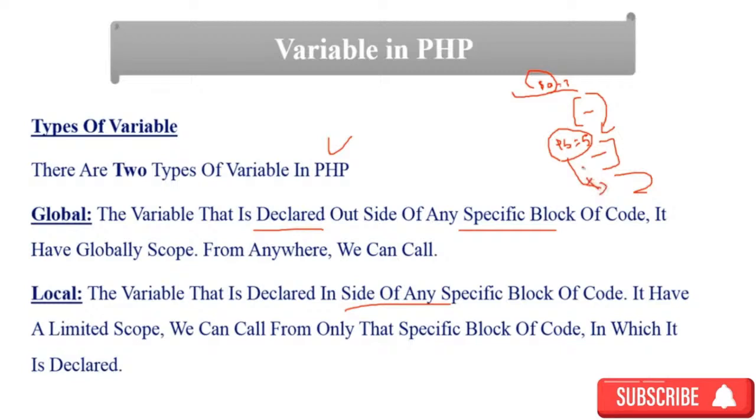But if a variable is global, for example a, which is declared and initialized outside of a specific block of code, we can use that variable inside or outside of the specific block of code. But if there is a variable that is local, we cannot access that variable outside of the specific block of code. I will provide different examples to clear your concept.